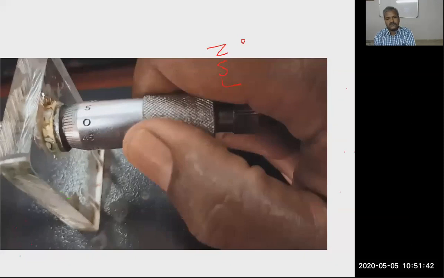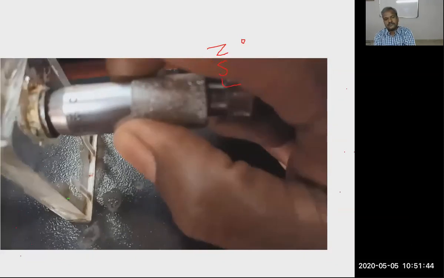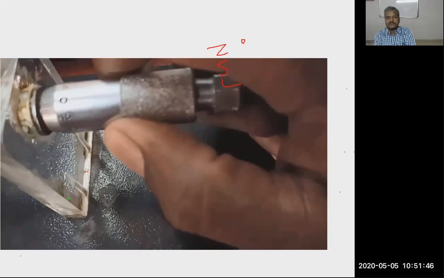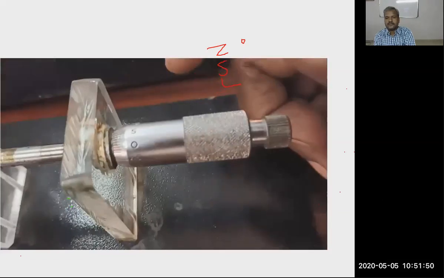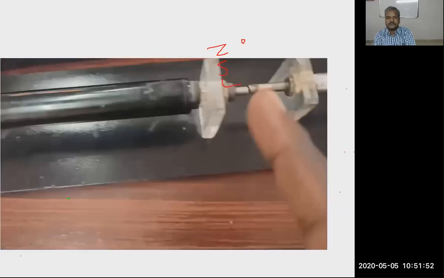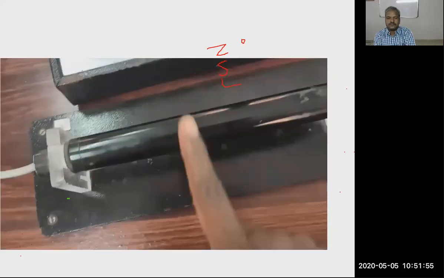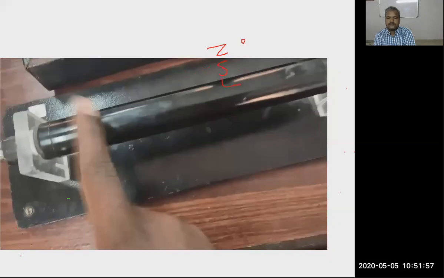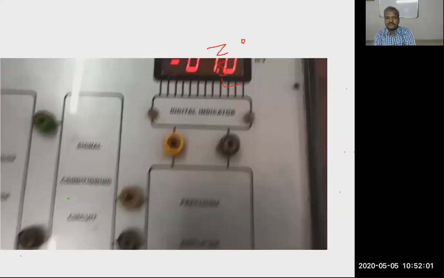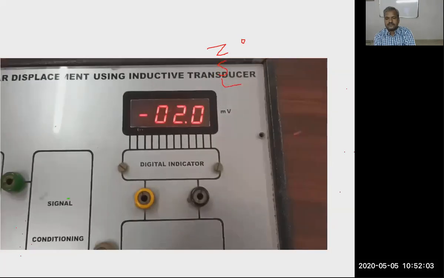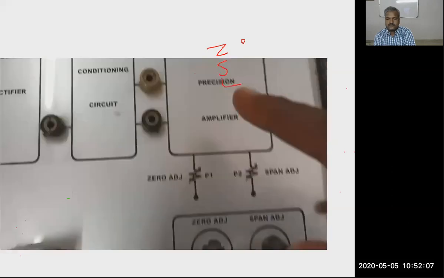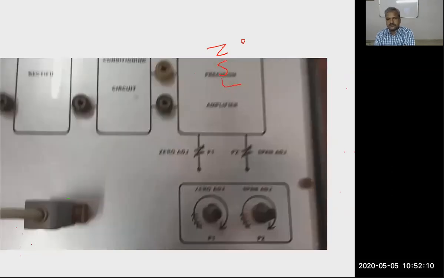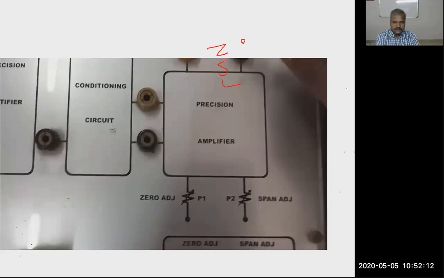It is 0. Now the core is at 0 position. That means the core is at 1 xt. At this position the meter should show 0 reading, 0 millivolt. What we designed in this circuit is 1 millivolt output for 1 mm displacement.